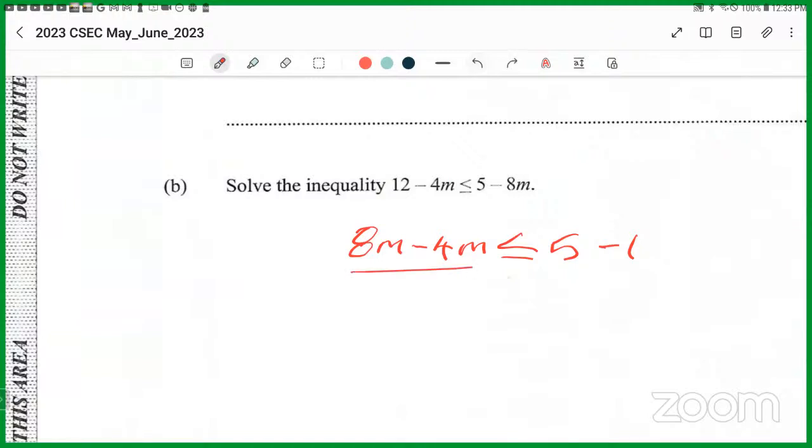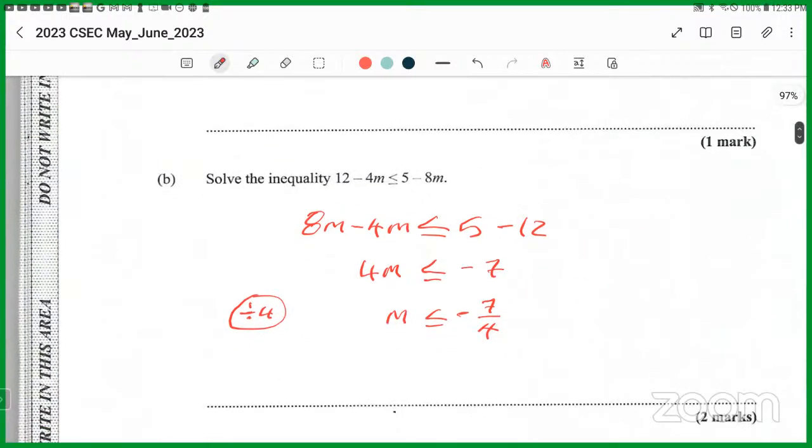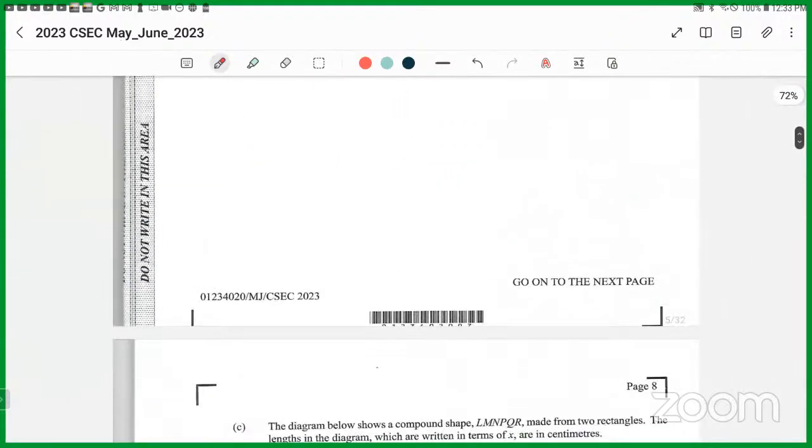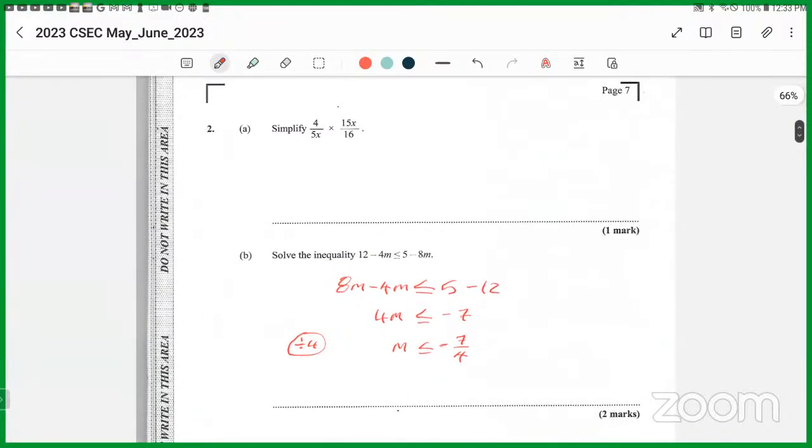This side, therefore, is 4m less than or equal to negative 7. We divide by this 4. It's a positive number, so there's no need to reverse the sign. You divide by a positive number, so the sign stays the same. So you're going to get m less than or equal to negative 7 over 4. That is it. I'll just solve it, nothing else. Just that.